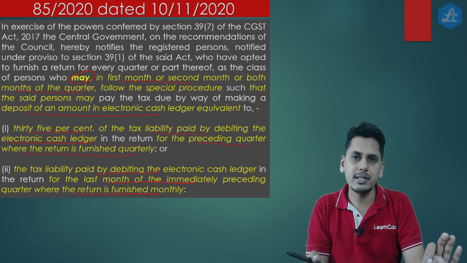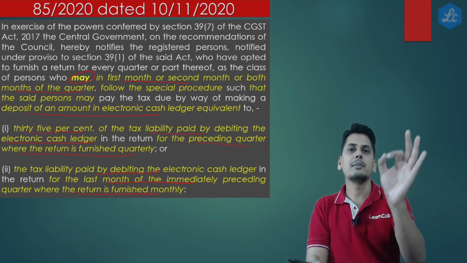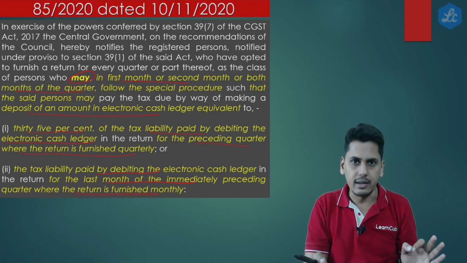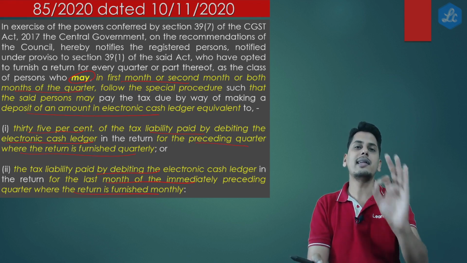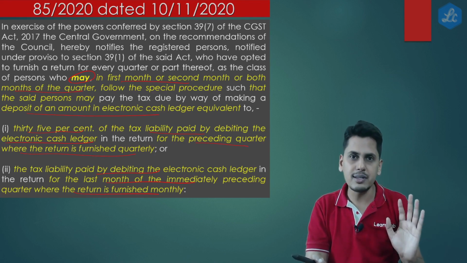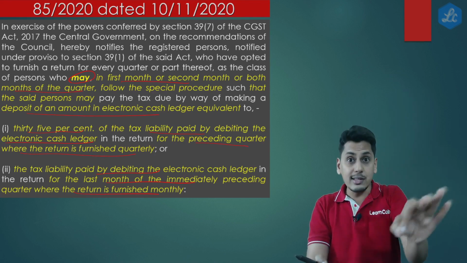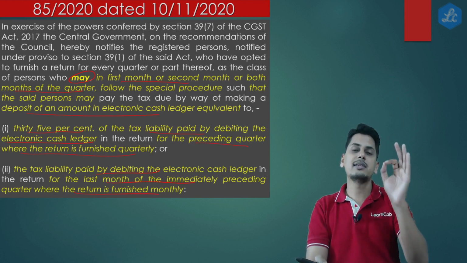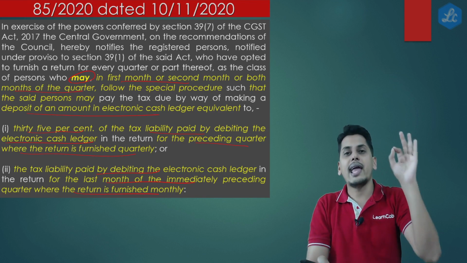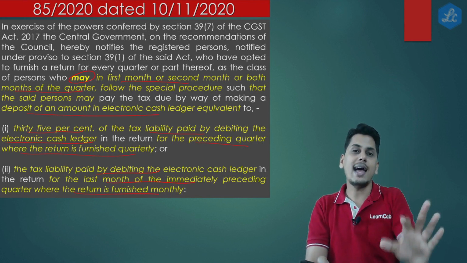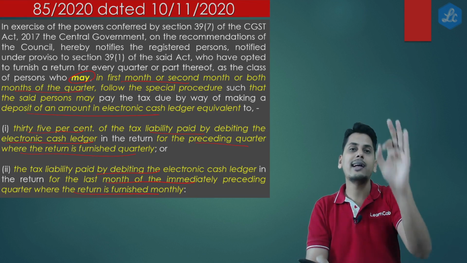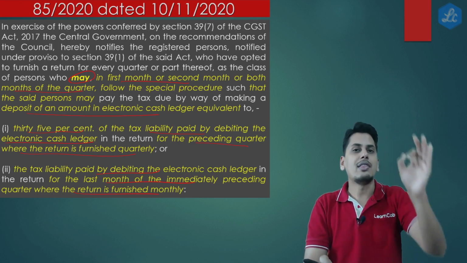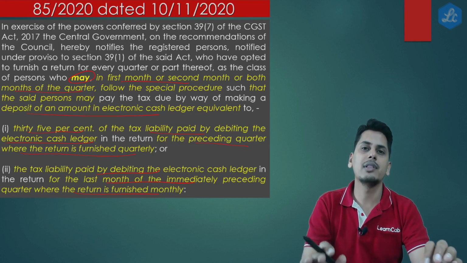So in simple terms friends, if your preceding quarter return was quarterly, whatever amount you have paid by debiting the electronic cash ledger multiplied by 35% for the first month, second month also same 35%. If your preceding tax period's return was a monthly return, whatever amount of tax liability you have paid by debiting the electronic cash ledger, 100% of that will be for the first month and the same 100% is going to be for the second month.